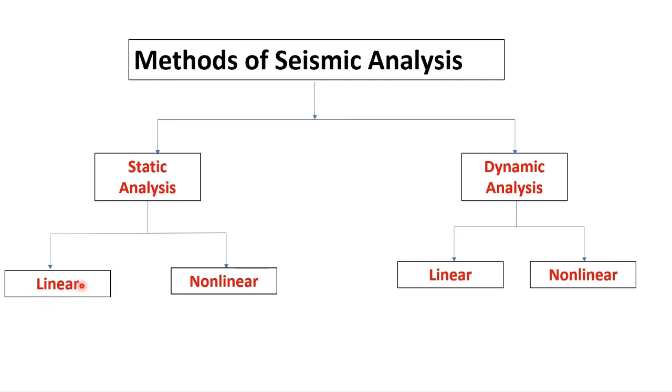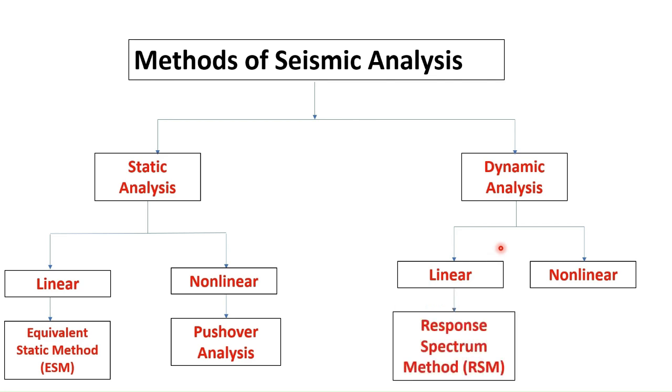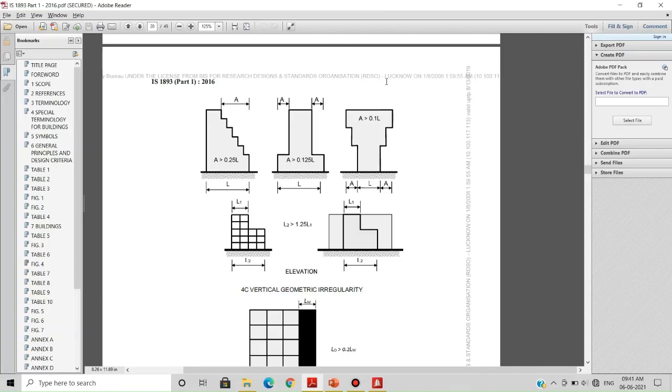The example of a linear static analysis method is the equivalent static method. Similarly, the example of a non-linear static analysis method is pushover analysis. An example of a linear dynamic analysis method is the response spectrum method, and an example of a non-linear dynamic analysis method is the time history method. So first of all, let's discuss where and when to use these methods.